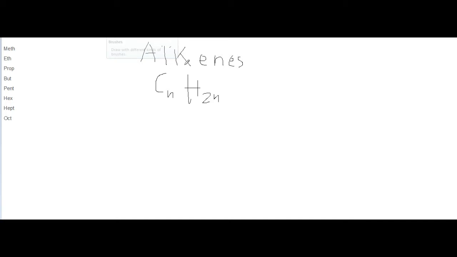So, firstly, what that means is that there is no methane because there need to be at least two carbons for the carbons to be double bonded to each other. So, alkenes start at ethene. And let us write the formula for that. It will be C2H4. And the molecule would look something like this.